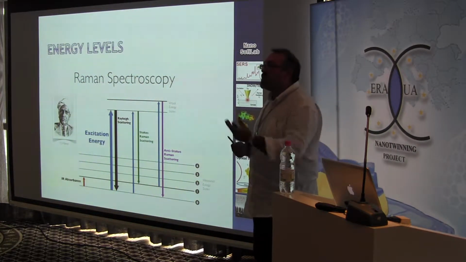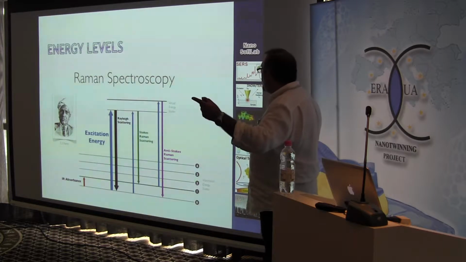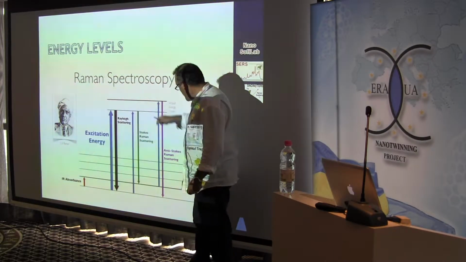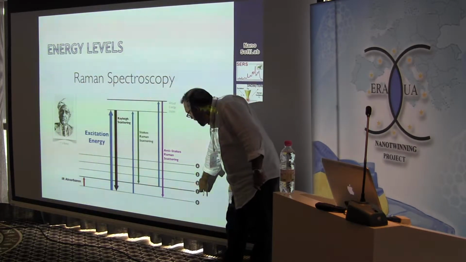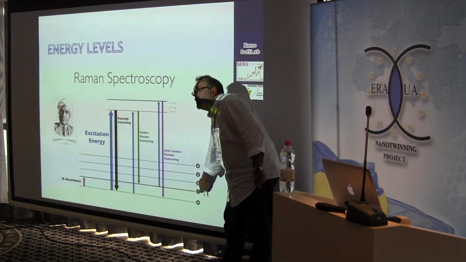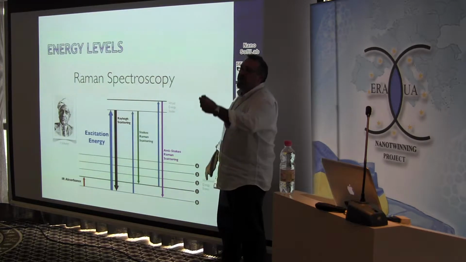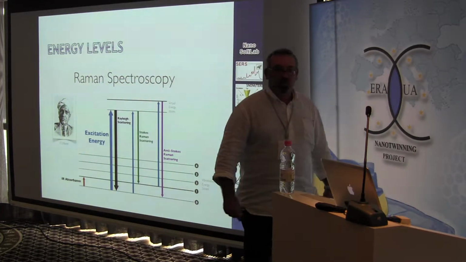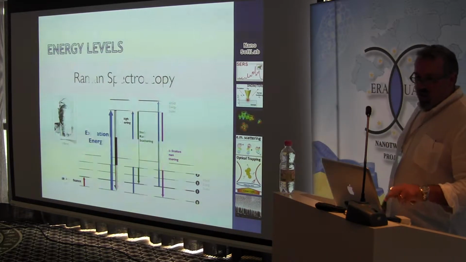The difference is, of course, as the professor before said, that the probability of these two processes are different, because the probability of having a molecule in the V equals 1 state is smaller, especially at very low temperatures, than the probability of having a molecule in its ground state.